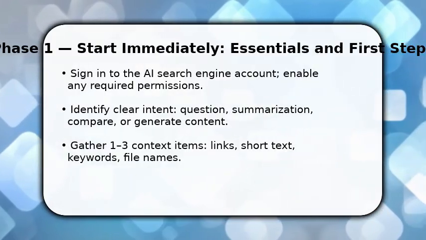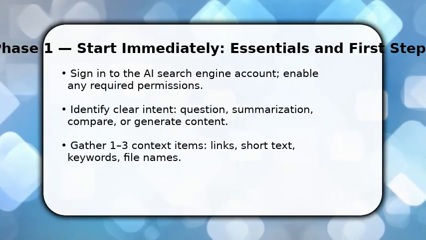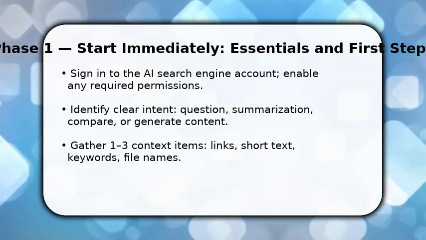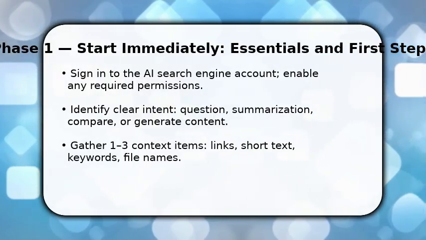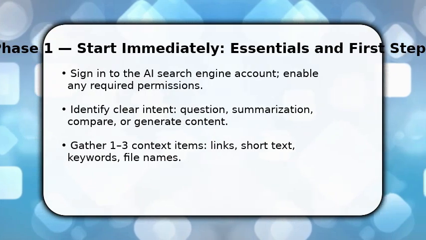Use transition words to connect parts of your query so the model understands flow. This speeds retrieval and reduces vague answers. Therefore, you get actionable output instead of generic summaries.